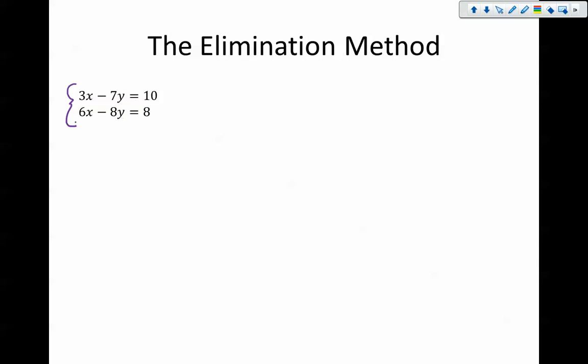So here's what I notice, right? I notice that this x value is a 6, and this one is a 3. And that if I were to multiply the top equation by a negative 2, I could make this negative 6, and I could make this positive 6. Doing that allows me to add them together to eliminate. So let's do it, right? We're going to multiply everything in this top equation by negative 2, and then we'll have negative 6x plus 14y equals negative 20. And then my bottom equation will be 6x minus 8y equals 8, right?